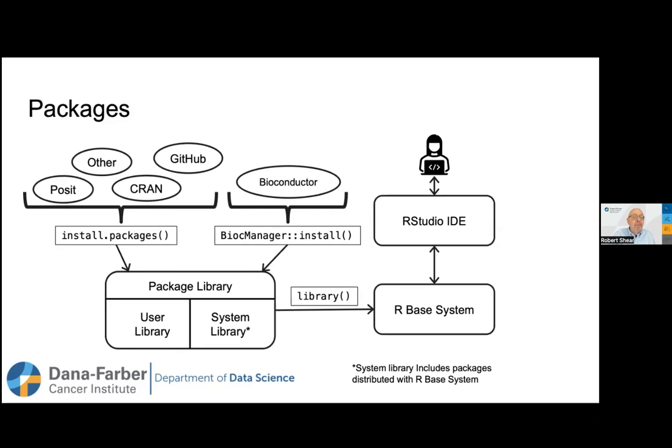The packages come from lots of different places. I said, CRAN, the Comprehensive R Archive Network, has 20,000 of them. Bioconductor has 3,000. Posit has many of their own. And you can get them from GitHub or elsewhere. The ones that you don't get from CRAN, Bioconductor, or Posit are not necessarily QA'd the way the rest of them are.